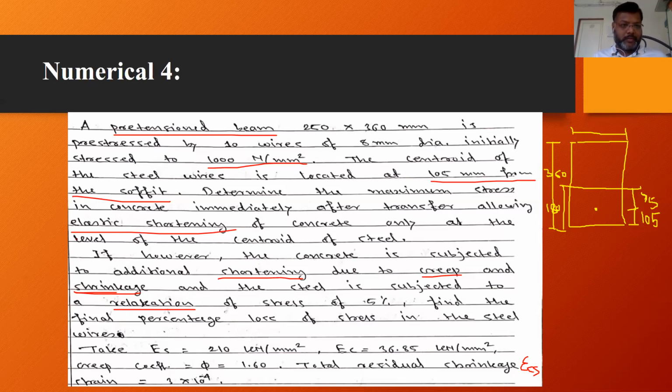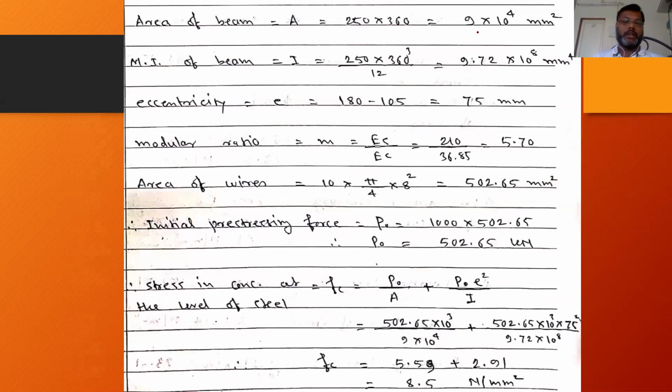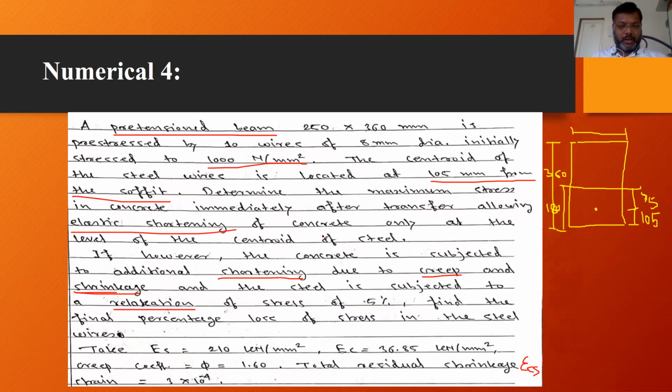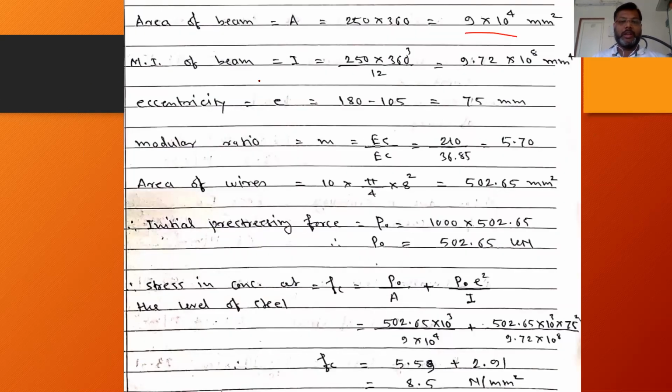Now let us see the solution of this problem. The area of the beam is 250 into 360, that is 9 into 10 raised to 4 mm square. The moment of inertia needs to be calculated here because we have to find the stress in concrete at the level of steel, as mentioned in the problem itself, the elastic shortening of concrete at the level of the centroid of steel. For that we use the relation fc is equal to P by A plus P e square by I. So we have to find the I. I is bd cube by 12, which is 9.72 into 10 raised to 8 mm4. The eccentricity, as I told you, is 180 minus 105, so 75 mm.